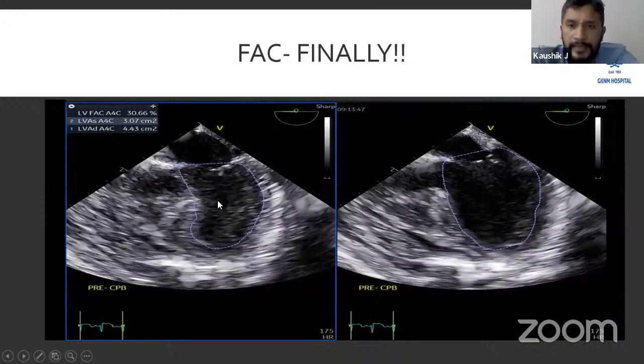Our machine is calibrated to display the fractional area change automatically for the 4-chamber view. So this was done during the case with the transesophageal probe. You can see that the LV fractional area change is close to normal. It's around 30%.